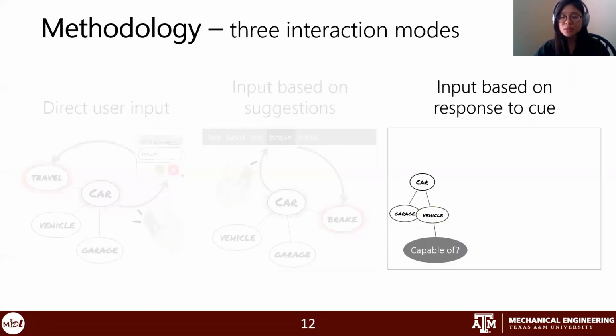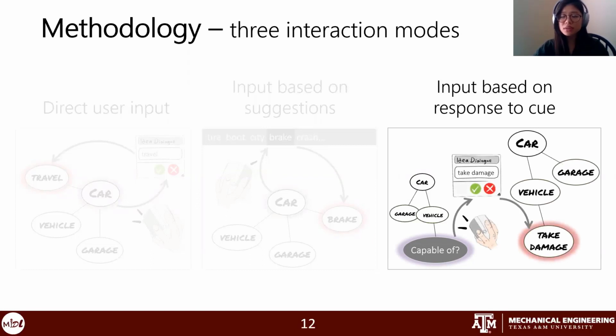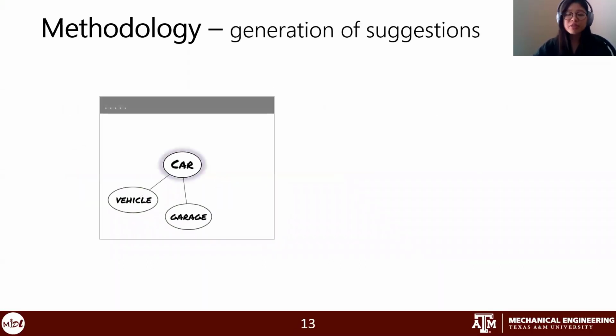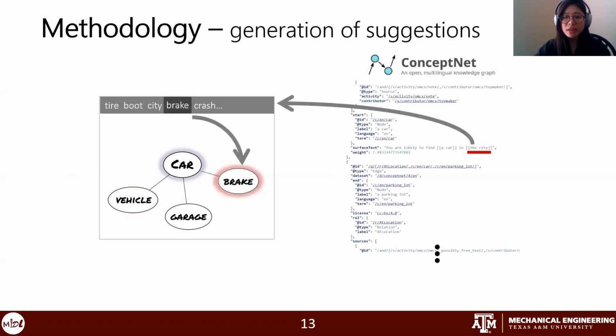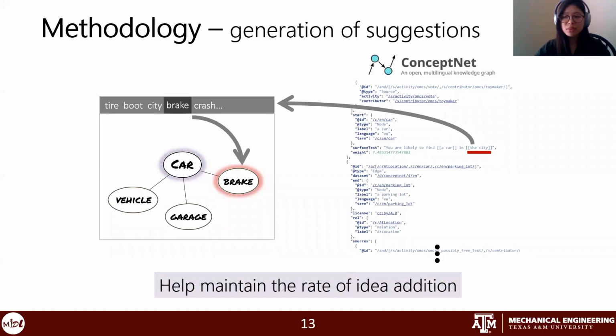And the third one is response to question node. Here, our algorithm provides automatic questions to the users. Simply responding to the question results in the addition of a new child node to the mind map. In QCue, for providing suggestions, we look into ConceptNet, retrieve the linked concept, and then we show it to the user for giving them a diverse variety of ideas to consider. Here, the suggestions help the user maintain the rate of idea generation.